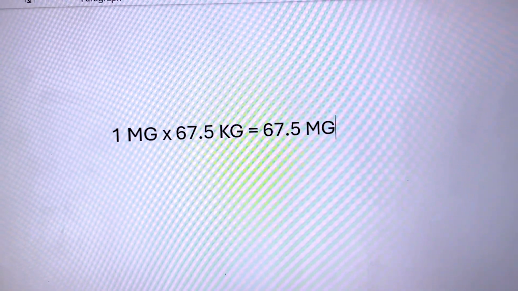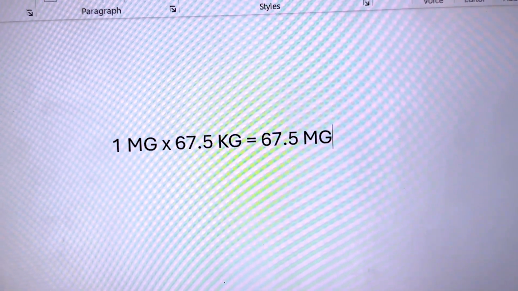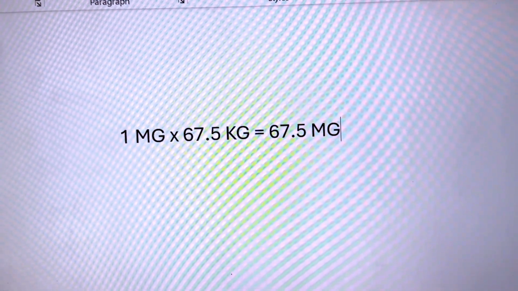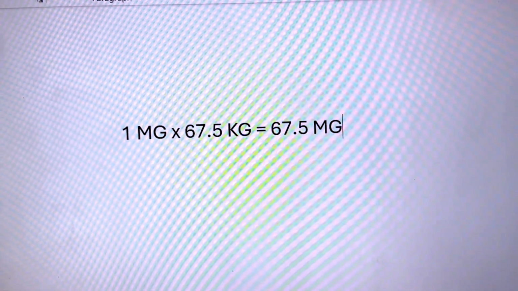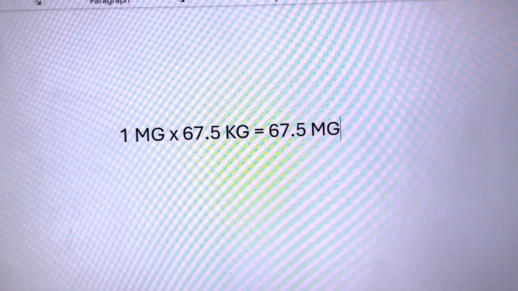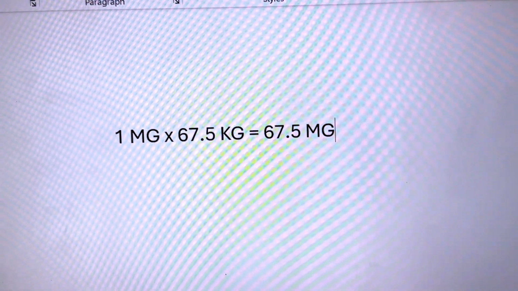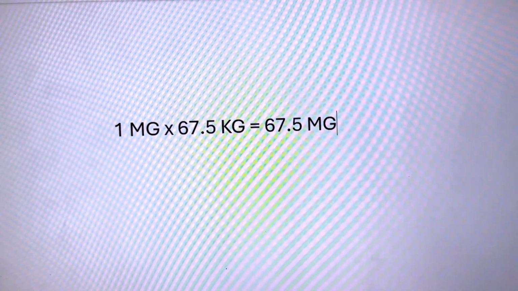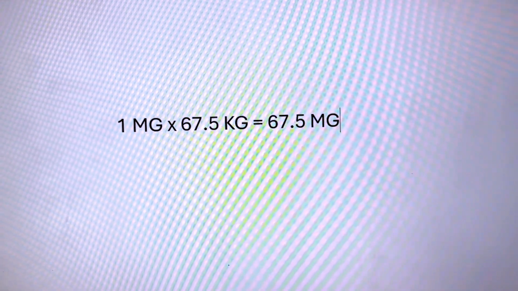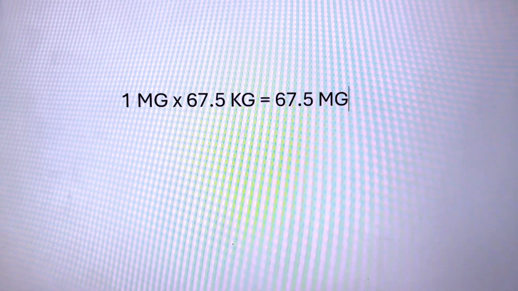So the pounds need to be converted to kilograms, and 1 pound is equal to 0.45 kilograms. Then you take that and multiply it by the given pound. So it's 150 times 0.45 equals 67.5 kilograms. And you're going to convert kilograms into milligrams. So we're going to take 1 times 67.5 kilograms, which equals 67.5 milligrams.